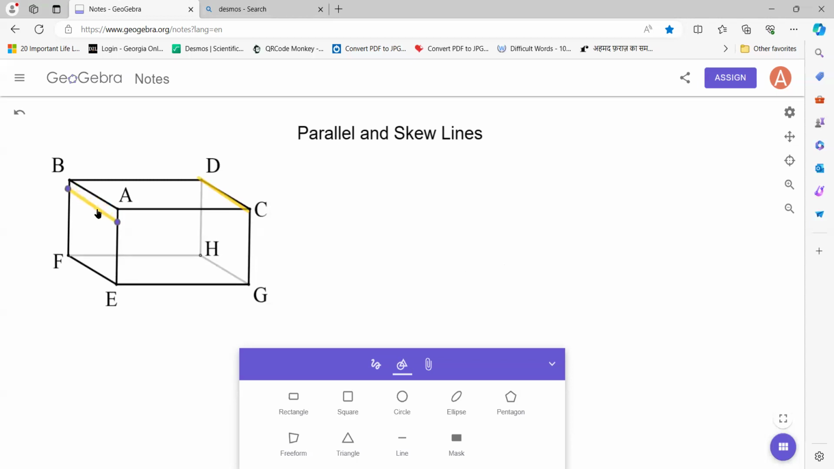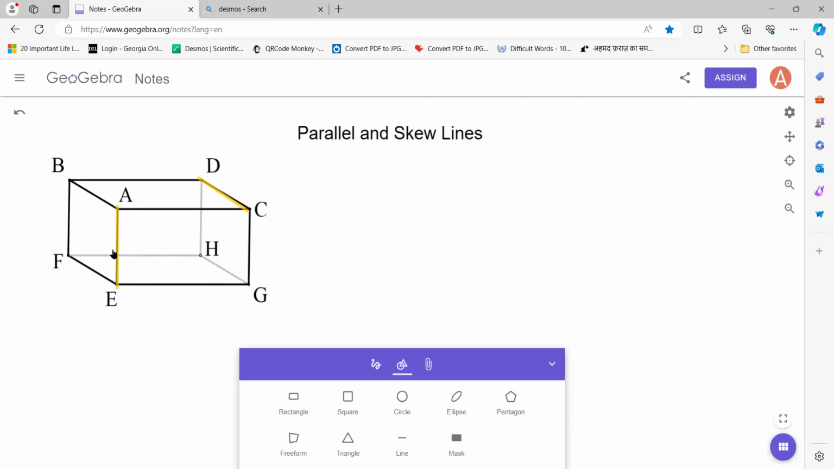Now take a look at AE and DC. AE and DC are two lines that also don't meet, but they're not on the same plane. How do we know that line AE and DC are not on the same plane? These are really line segments, but we're going to assume they go on and on in both directions.